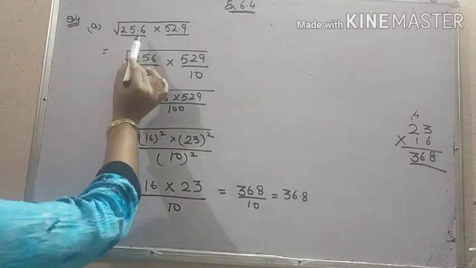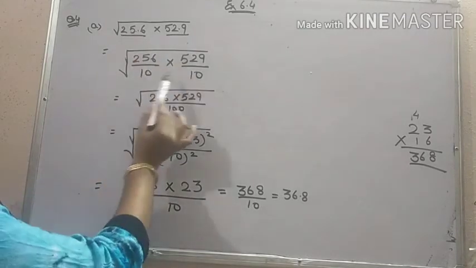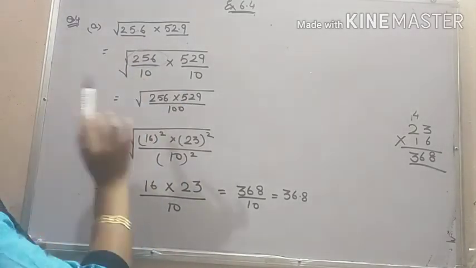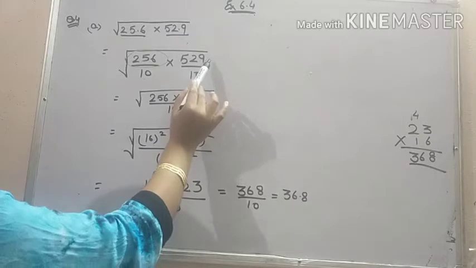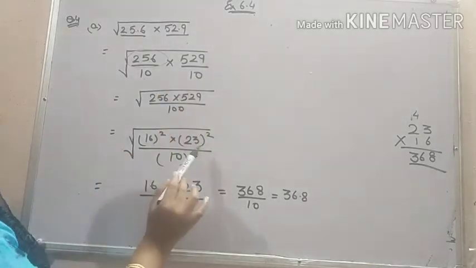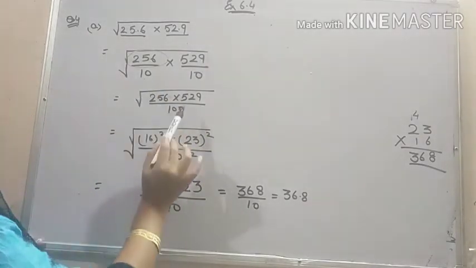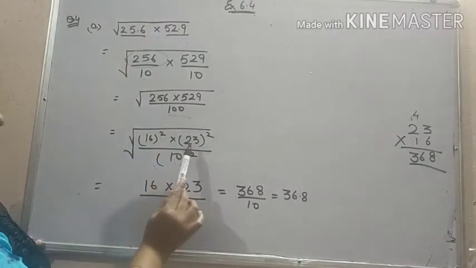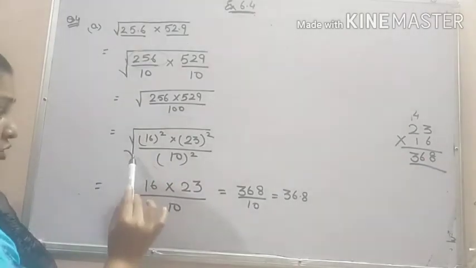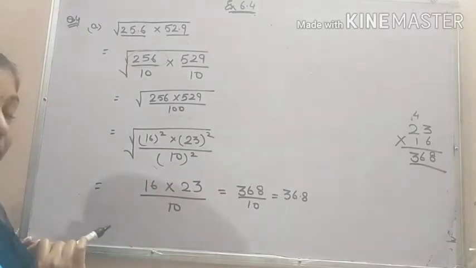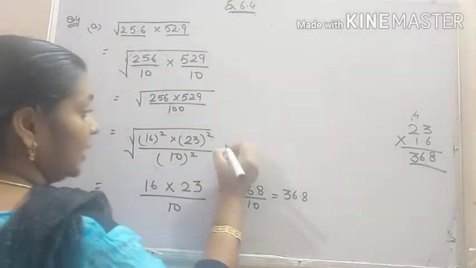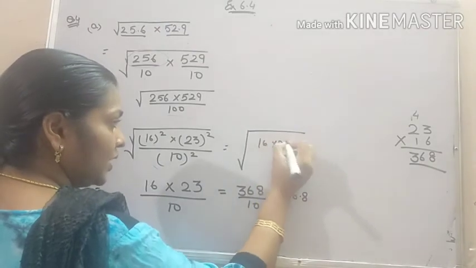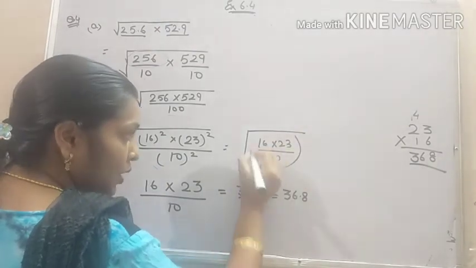What we have done, first of all we have removed the decimal sign. After that we have taken out the square root of 256, which is 16, square root of 529, which is 23, and square root of 100, which is 10. Now I multiply 16 and 23 because the square root sign will be cancelled by the square. In the next step you can write it like this also, 16 into 23 upon 10 whole square.